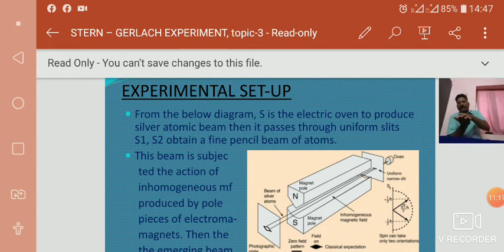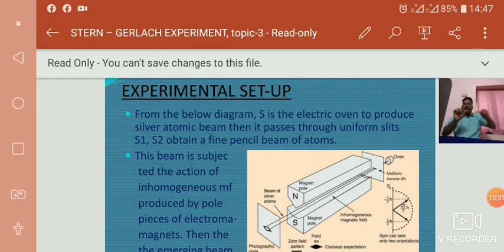The south pole magnet is flat grooved, and the north pole magnet is a sharp knife edge. Hence, from south to north, the magnetic field gradually increases. All the magnetic lines of force emerge from the south and enter into the north pole, where it is at a knife edge of the north pole. The total magnetic field is concentrated, and from south to north it gradually increases, so the silver atomic beam passing through the inhomogeneous magnetic field is deflected from south to north, because the magnetic field gradually increases.